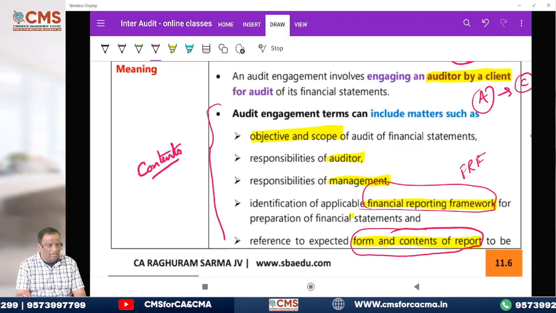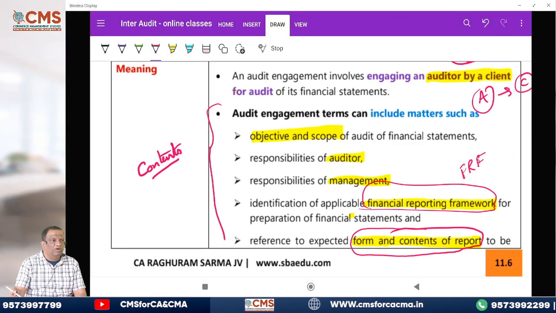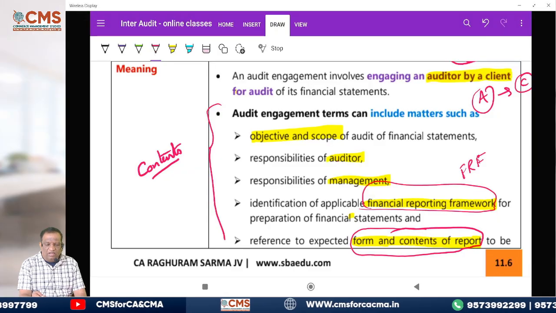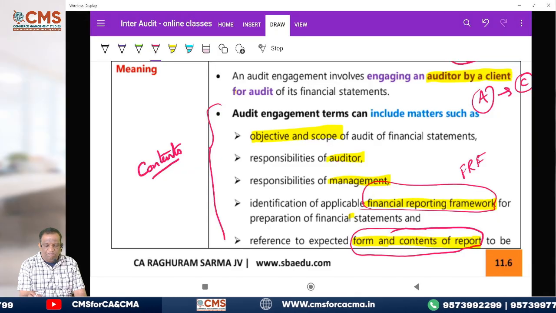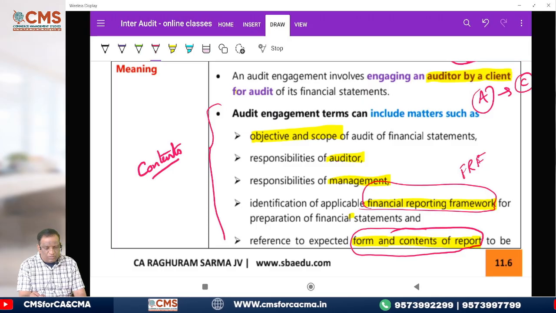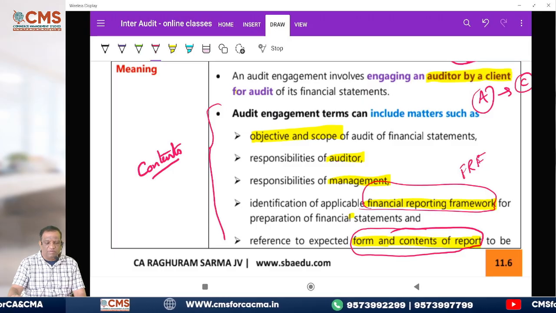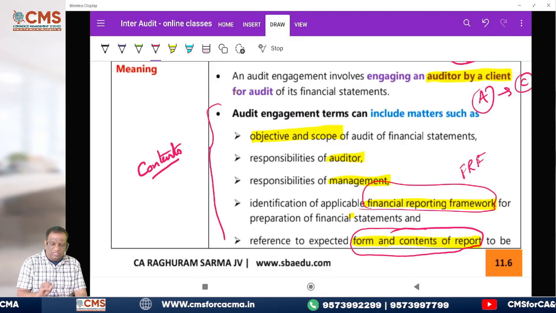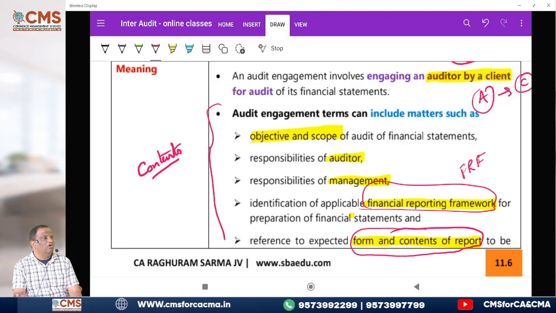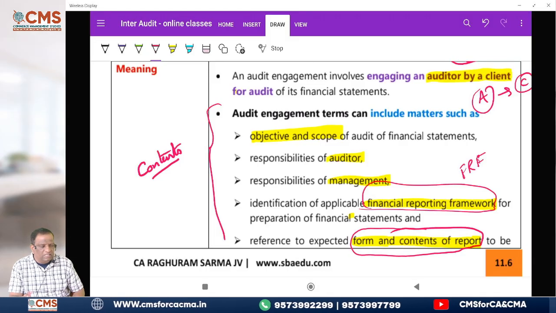So I'm going a little fast, and whichever is important for you, there I will hang on. In my audit engagement letter, what I should have are the objectives and scope, then responsibilities of the auditor, responsibilities of the management, and then templates of both the financial framework and the audit report. So that's easy to remember.